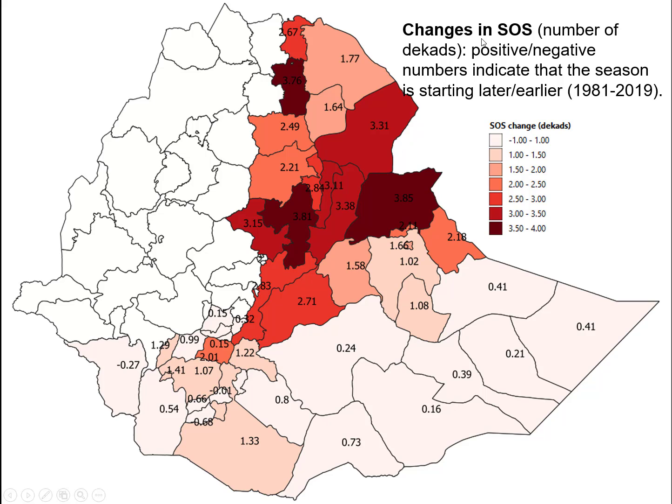This map right here is showing the change in the start of season in terms of a number of decades. The positive numbers are telling us that the season is starting later. So this is 3 decades later, almost 4 decades later is starting. And here is just starting a few days later.